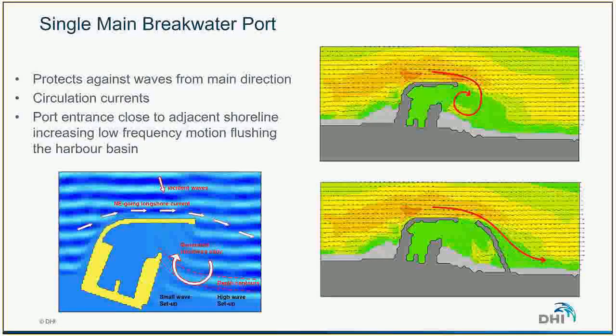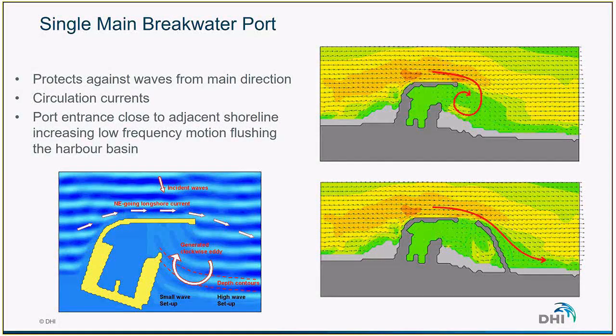So let's start with a single main breakwater. In this case, we have a situation where the harbor is located on the coast with typical incident wave directions from northwest. And due to these waves, we have a relatively strong current that is going towards east.